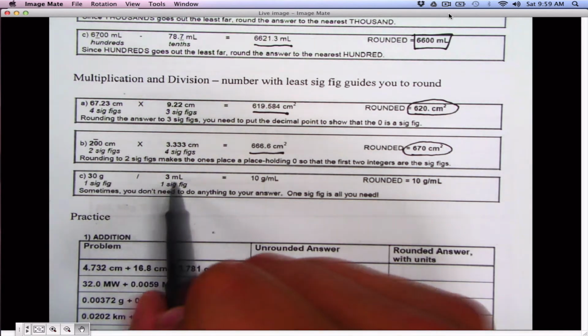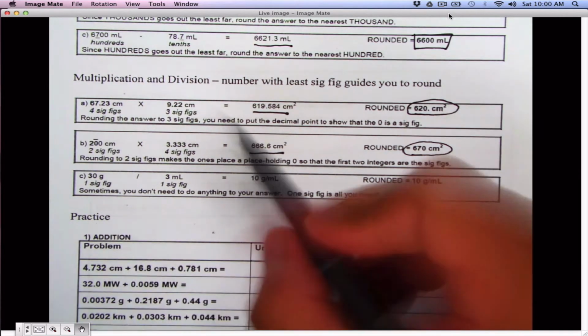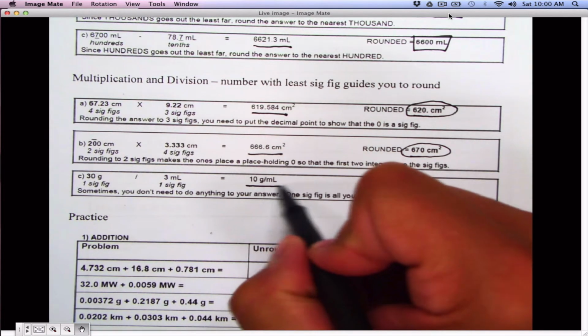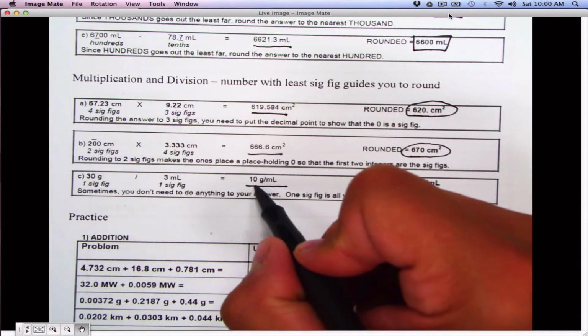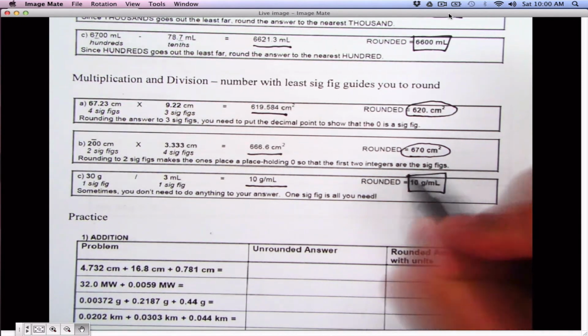30 divided by 3, one significant figure, one significant figure. That makes it easy. It's going to be one significant figure, which, by the way, your calculator answer is already in one significant figure. So it's just going to be the same number, which does happen from time to time.